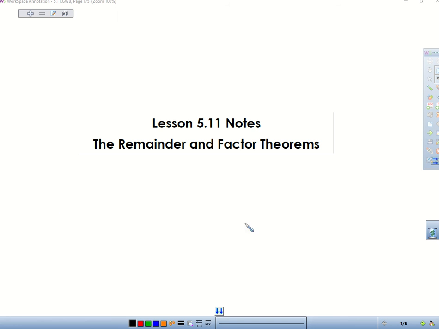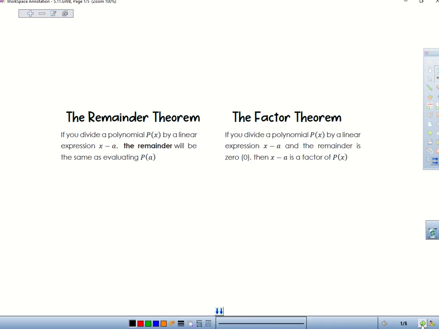So today we're going to be doing 5.11, which is the remainder and factor theorems. The remainder theorem states that if you divide a polynomial p of x by a linear expression x minus a, the remainder will be the same as evaluating p of a. So basically, if you plug 3 into a polynomial and you get 6 as an answer, that means that if you had instead divided the polynomial by x minus 3, either by long division or synthetic, you would have got 6 as your remainder, okay?